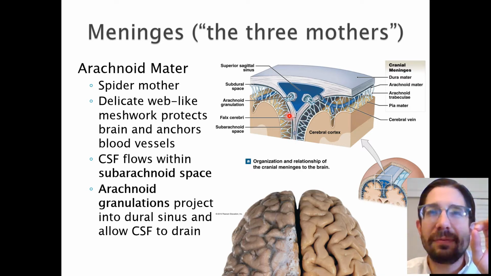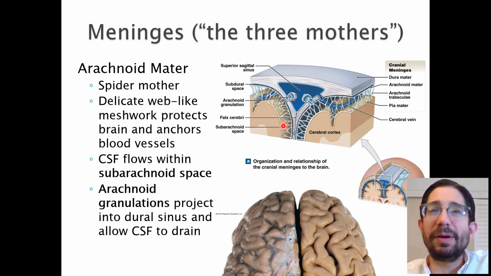So the actual membrane is right up against the dura mater. But then below the membrane are these little mesh-like connective tissue strands. And this is forming what we call the subarachnoid space. So below the arachnoid mater is a space, the subarachnoid space.